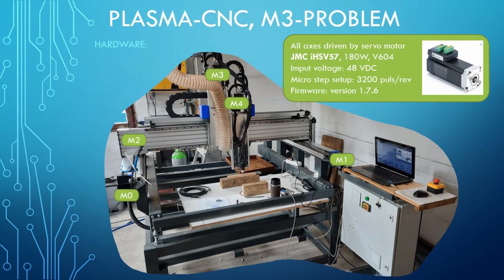Each axis is driven by a JMC IHSV 57 servo motor. Certainly, these would be excessive for a pure plasma CNC machine, but since I also want to use the machine for routing, I decided to use these motors. I have the 180 watt 604 series motors with the current JMC firmware. The microstep setup is at 3200 pulses per revolution.